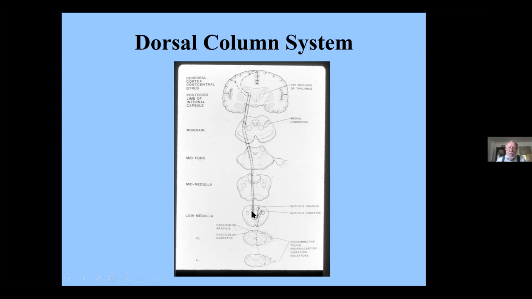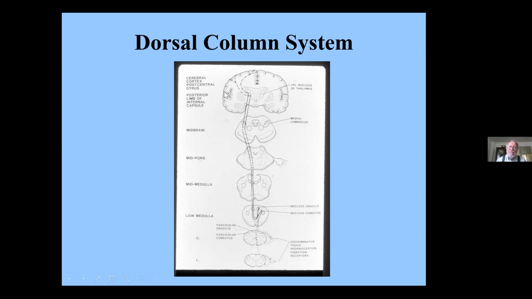So notice what they're doing. They're ascending through the medulla, all the way through the pons, all the way through the midbrain. And then they finally synapse in the VPL nucleus of thalamus. So whereas in this dorsal column system the nucleus gracilis and nucleus cuneatus are synapse number one in the system, the VPL nucleus of thalamus is synapse number two.